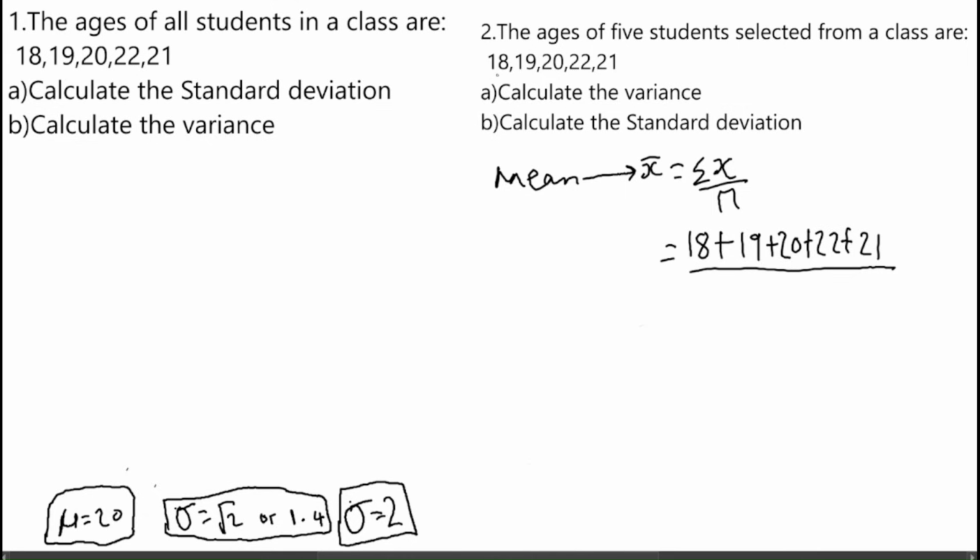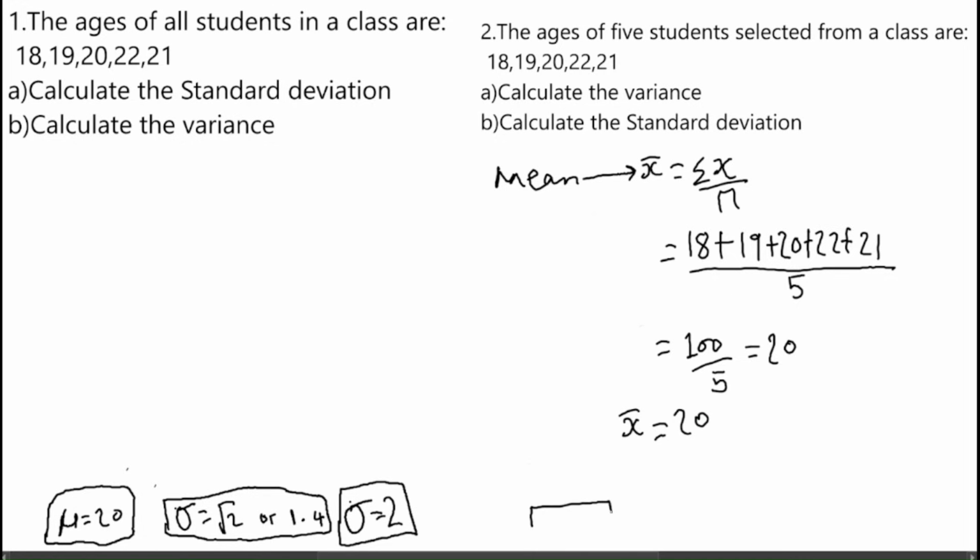So our n is, let's count the numbers involved. 1, 2, 3, 4, 5. We have 5 numbers involved. So our n is 5. 18 plus 19 plus 20 plus 22 and plus 21 will give you 100 divided by 5. 100 divided by 5 is 20. So our sample mean is 20. Now notice that our sample mean has the same value as our population mean. So therefore the mean of the sample x bar is equal to 20.